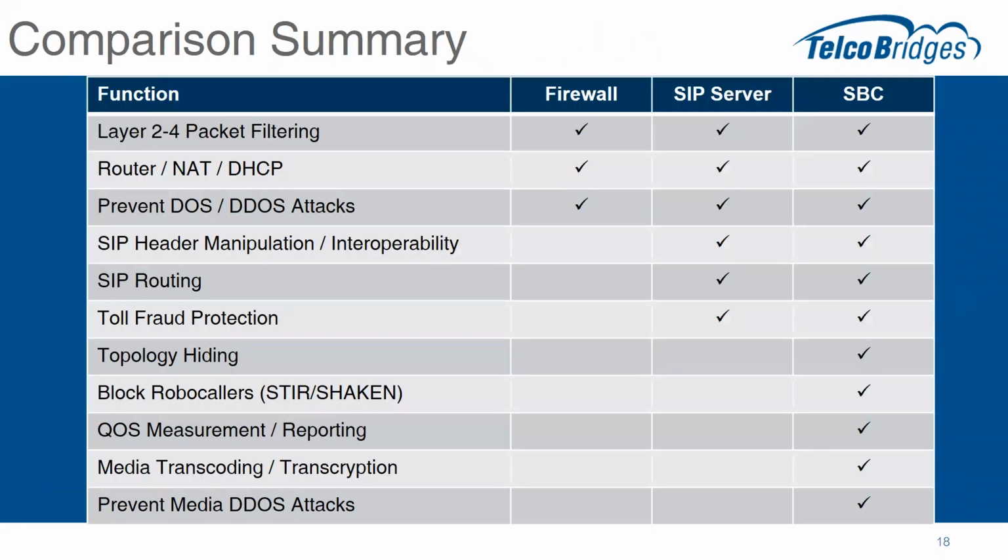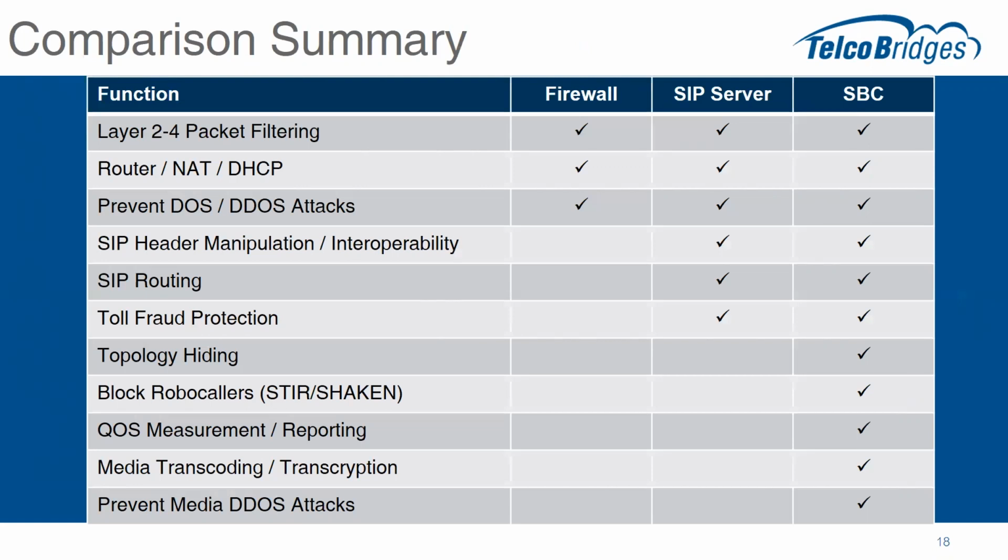So let's just go over a quick comparison between them. We talked earlier about how they operate at the OSI level, but what we did is we came up with about 8 or 9 different functions and which one of these devices handles each. Certainly layer 2 to 4, and preventing DoS and DDoS attacks, firewalls can handle this, and all the other devices, SIP servers and SBCs too. When it comes to SIP header manipulation and interoperability, SIP servers and SBCs can do this. Certainly routing, they both can handle it.